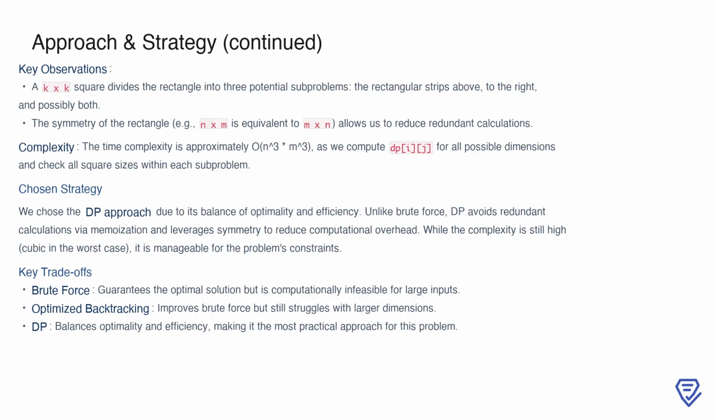The time complexity of this approach is approximately n cubed * m cubed, since we compute dp[i][j] for all possible dimensions and evaluate all square sizes within each subproblem. Among the various strategies, the dynamic programming approach strikes a balance between optimality and efficiency. It avoids the redundancies of brute force while leveraging symmetry and memoization to keep the computations manageable, even though the complexity is still cubic in the worst case. This makes dp the most practical choice given the constraints of the problem.